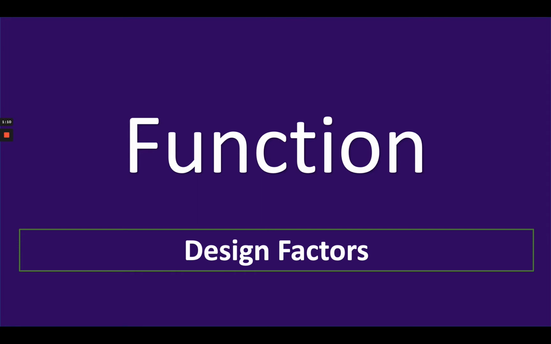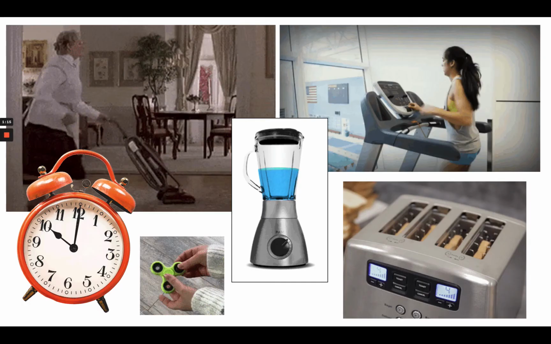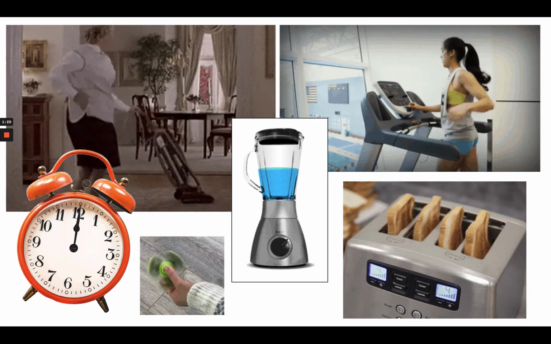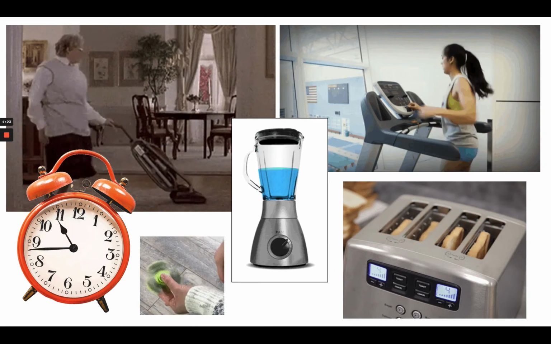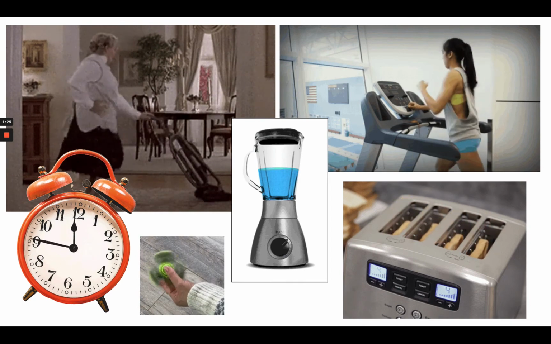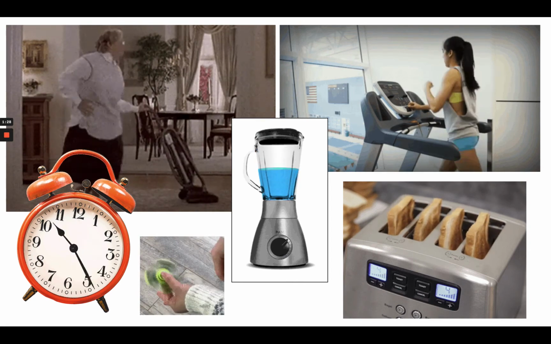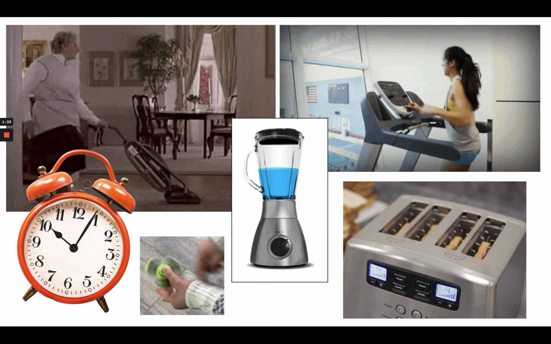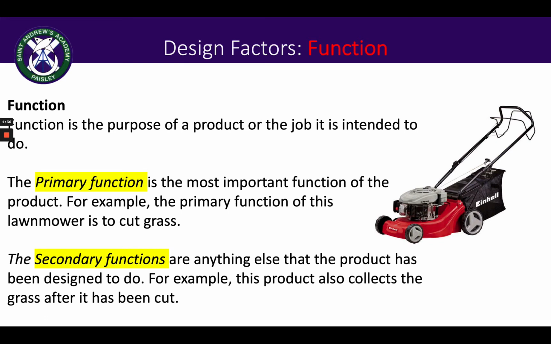Now I think this is one of the easiest design factors to consider and to write about. Now if you look at this slide here, there is loads of different products that are operating and doing their own thing, right? That is what function is about. It's about what the product is designed to do. So function is the purpose of a product or the job that it is intended to do. So if you're designing something, it must do something, otherwise what is the point in it?